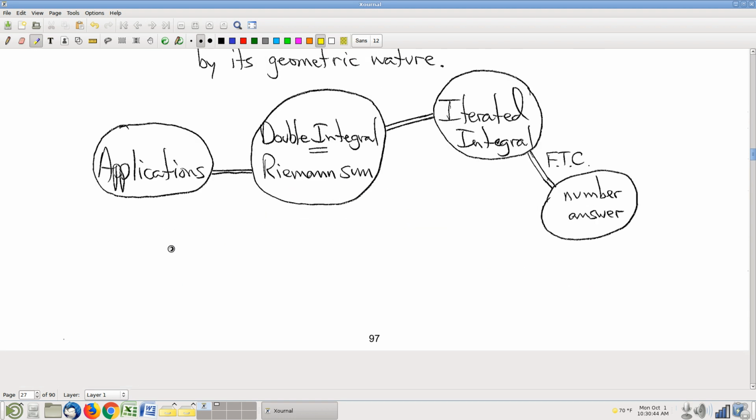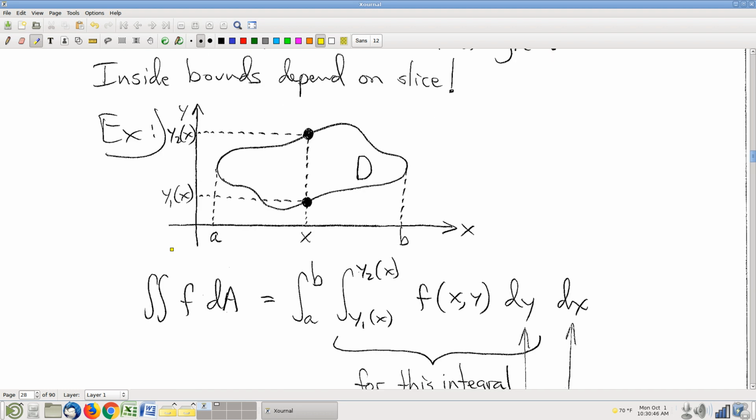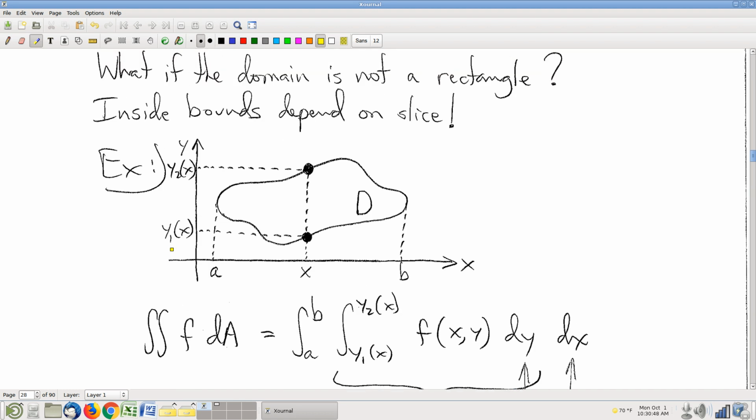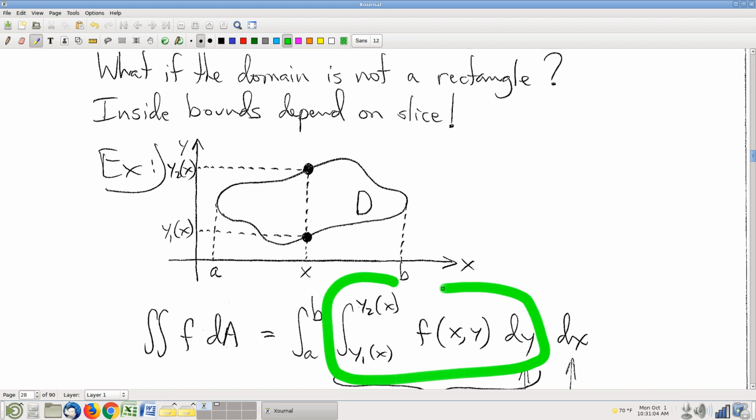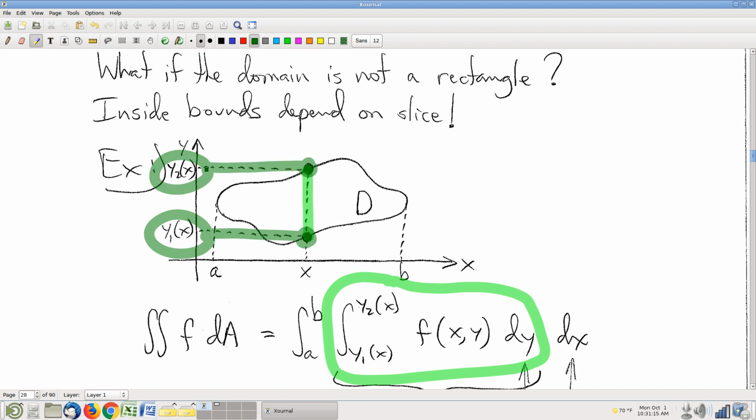Okay, so now again, we're still in stuff that was on the recording, but I wanted to hit some highlights. What if your domain is not a rectangle? The argument that we made is that everything pretty much goes through. Not that much is different. The only difference really is that this inside integral is going to have a starting bound and an ending bound that depend on where you are.